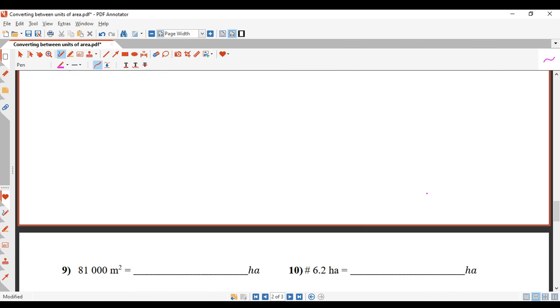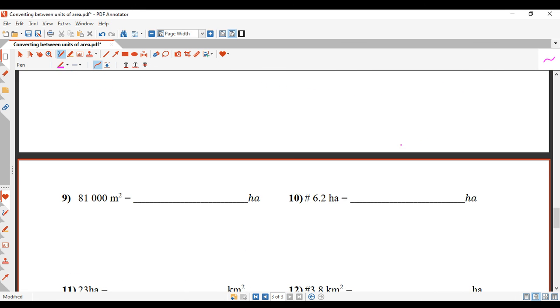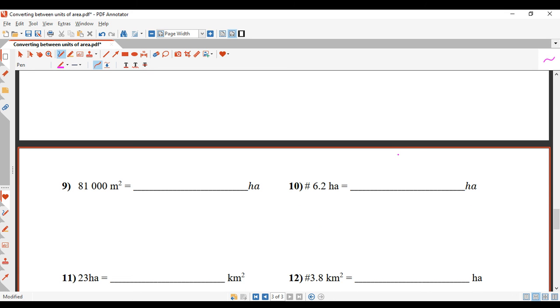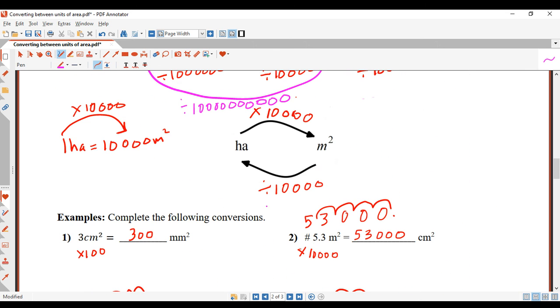Okay. Now, last of all, hectares. Let's have a look at hectares. Well, we know for hectares that 1 hectare is 10,000 square metres. So let's have a look. To go from metres squared to hectares, if I go back to my picture, metres squared to hectares, we've got to divide by 10,000. Okay, so let's do that now.